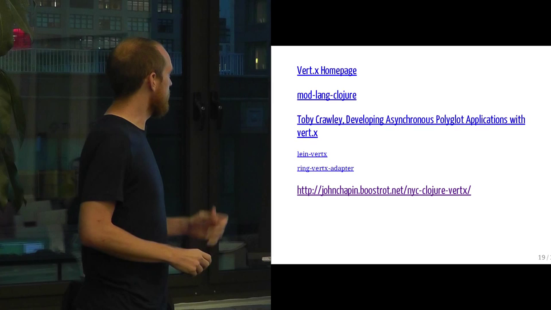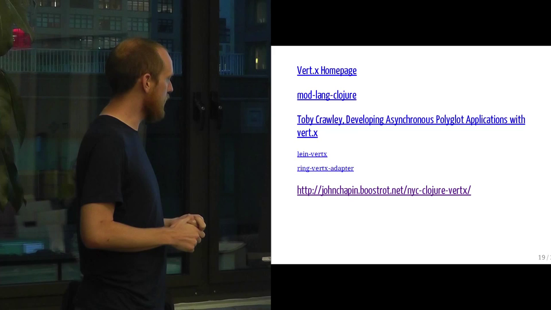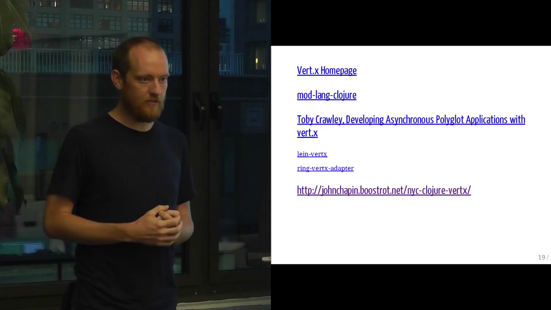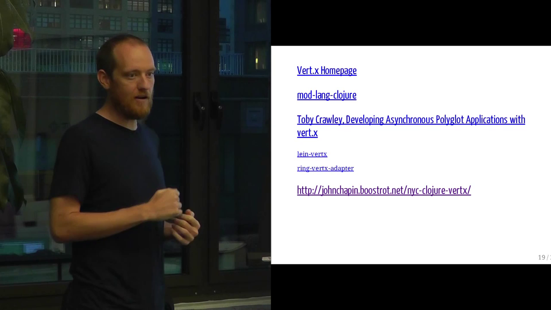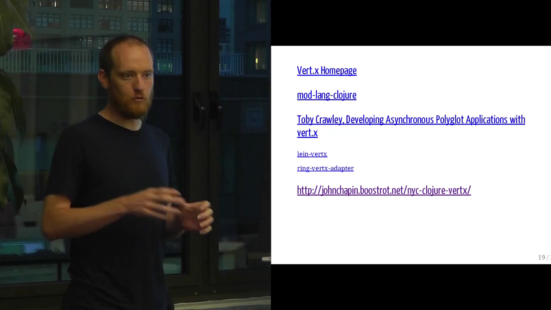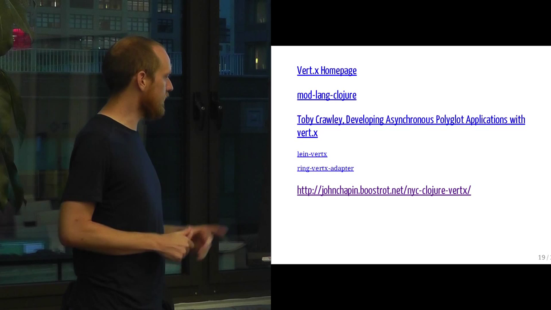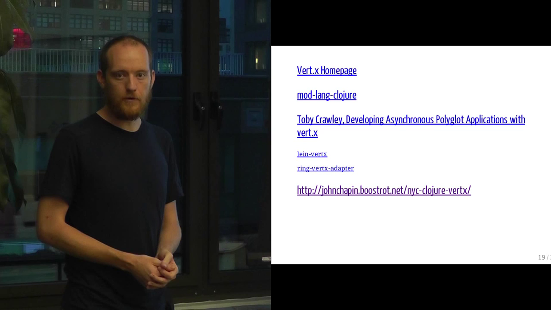And so then there's the Lein Vert.x and Ring Vert.x adapter links to GitHub. I'm not sure if anybody is currently maintaining Lein Vert.x. I know Toby has made a few commits, and everything that I put together today was done on a version that I had to modify to actually support the latest version of Vert.x, so that I didn't have to manually pull in a Clojure lang module, things like that. And then there's a link to these slides, and all of the demo code is out there on GitHub. So any questions or comments?